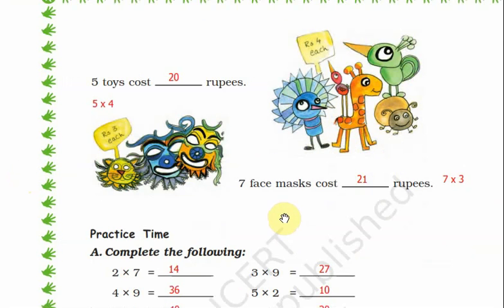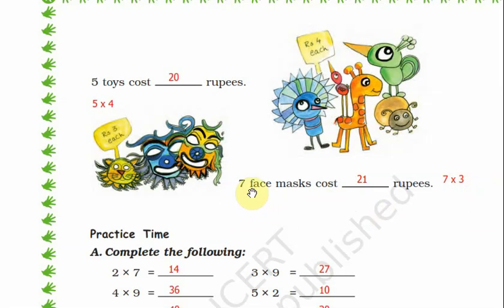Now moving on to the next question. Here 7 face masks cost dash rupees. Here you can see the face masks. What is the cost of a face mask? Each face mask costs rupees 3. The cost of each face mask is rupees 3. So what is the cost of 7 face masks?